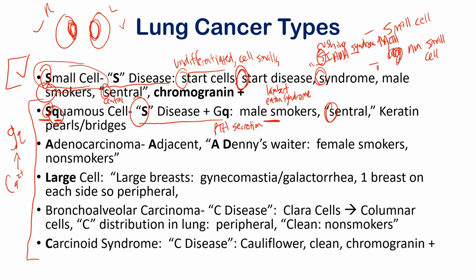And what does parathyroid hormone do? It's going to raise your calcium levels along with decreasing your phosphate levels there at the kidney. So if it raises your calcium levels, that's how you can remember that this specific syndrome happens in squamous cell but not in small cell. All the other ones happen in small cell, but the Q should remind you that this is a Gq link. This is going to be ectopic PTH secretion that happens a lot of times with this type of cancer. So we covered central location, we covered that it's in male smokers, we covered that it has a PTH secretion that's usually associated with it, and then we get to keratin pearls and bridges.